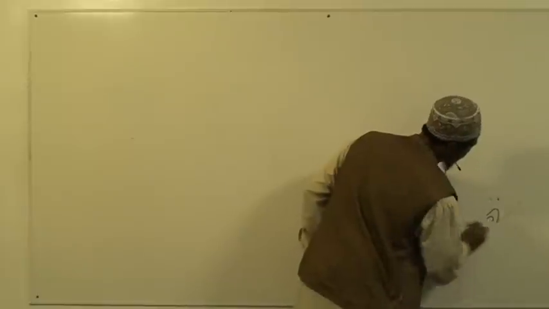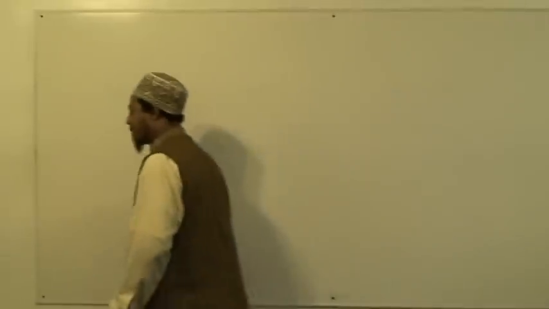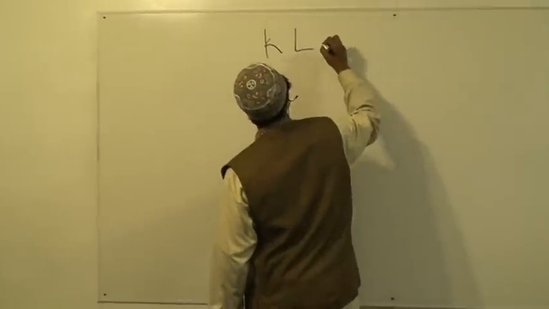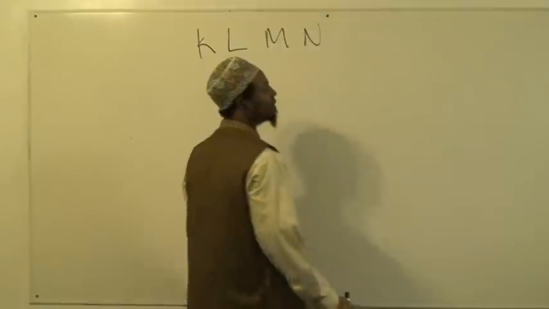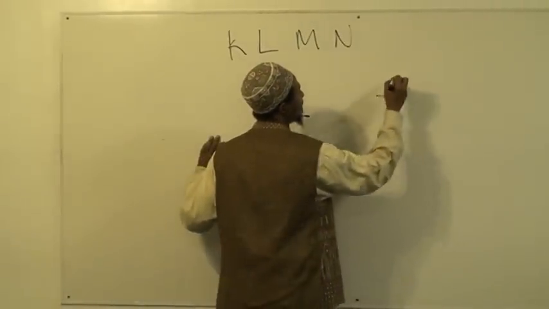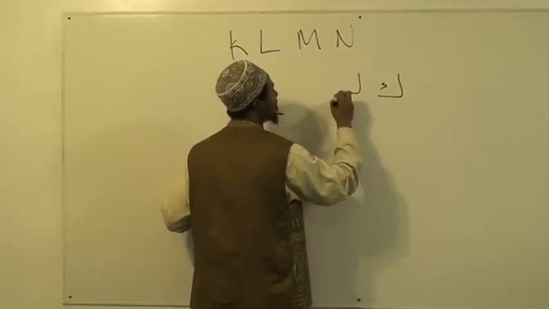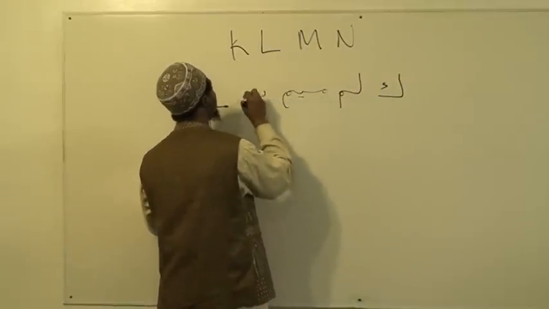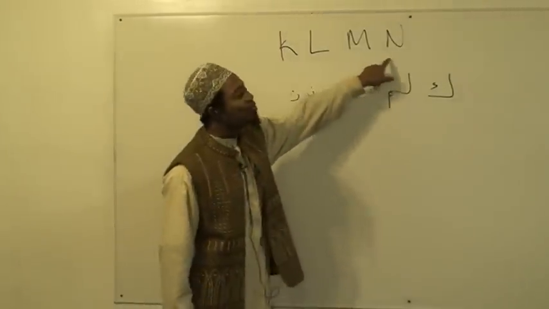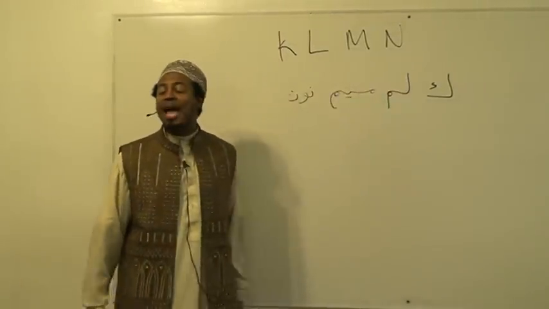Fa, qaf, kaf. Listen, there's something else I want to show you guys, and I almost forgot. There's another construction that you should easily be able to learn. In English, we have K-L-M-N. Everybody say that. K-L-M-N. Right. In Arabic, we have the same thing. We have kaf, lam, mim, noon. Say kaf, lam, mim, noon.